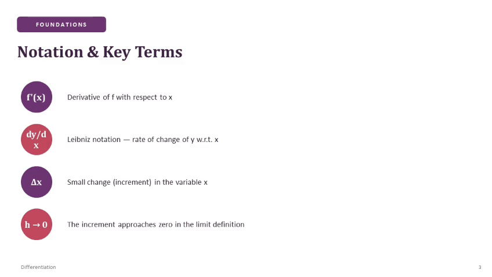Now the notation and key terms. F dash of x is the derivative of f with respect to x. dy by dx is the Leibniz notation, which is the rate of change of y with respect to x. Delta x is called a small change in the variable x. h tends to 0 means the increment approaches 0 in the limit definition.